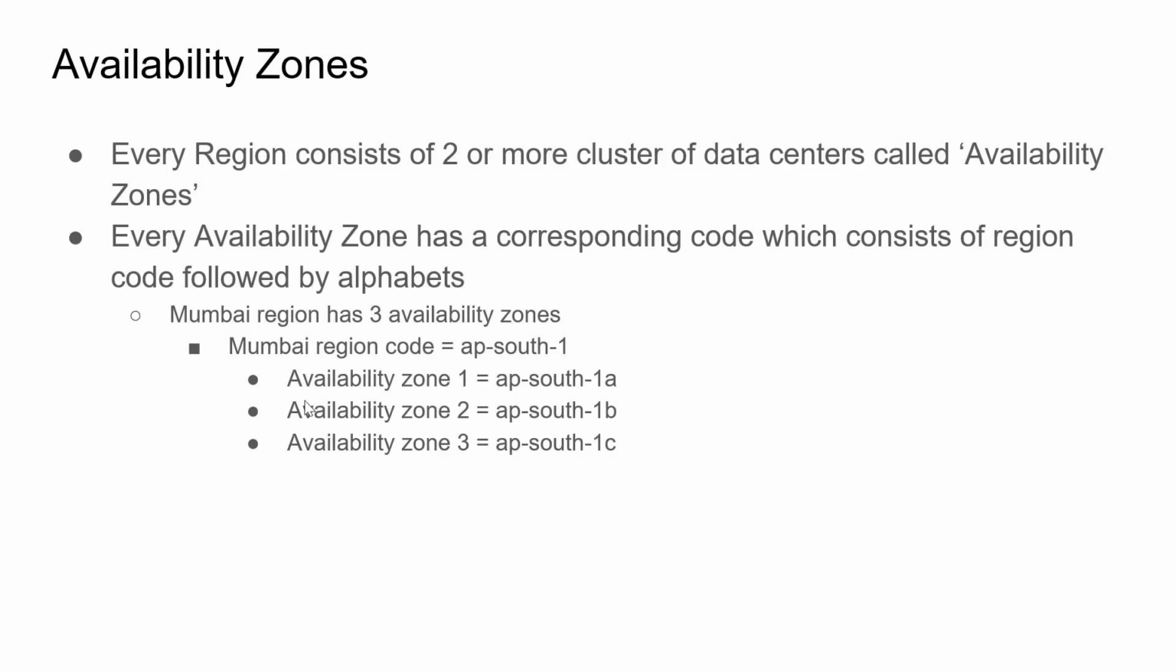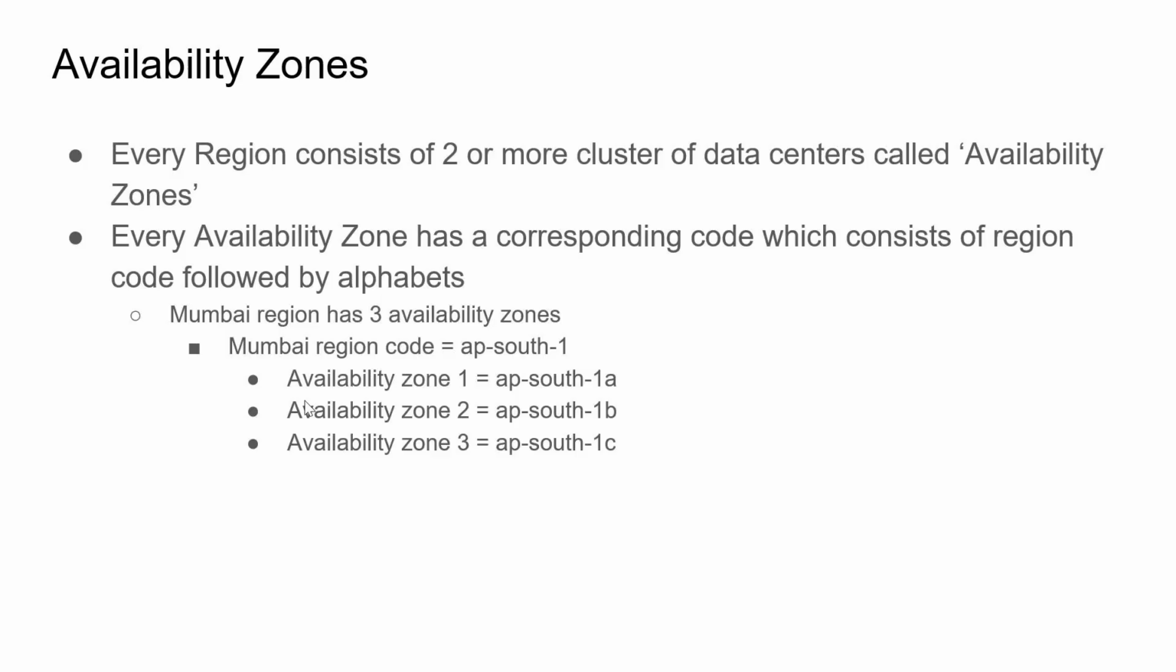And availability zones, every region consists of two or more clusters of data centers. As I told you, every region should have a minimum of two or more clusters of data centers. When there is more than one and they are interconnected, then we call it a cluster. A cluster is nothing but two objects that are interconnected. That could be anything. Here in our case it is data centers, that is, two buildings. These two buildings are interconnected, and we call it a cluster.